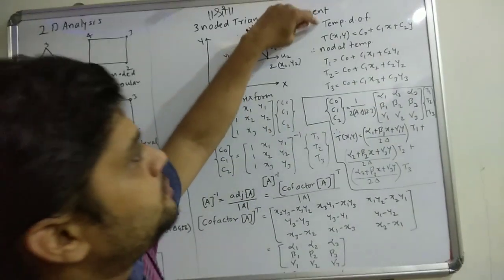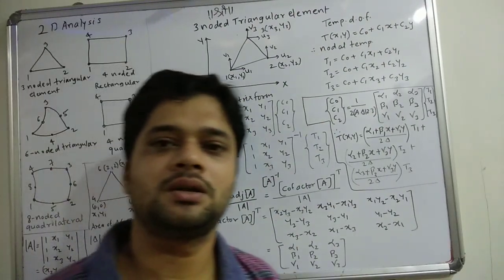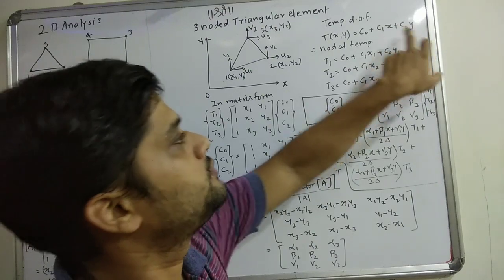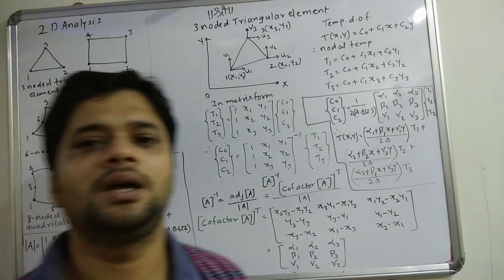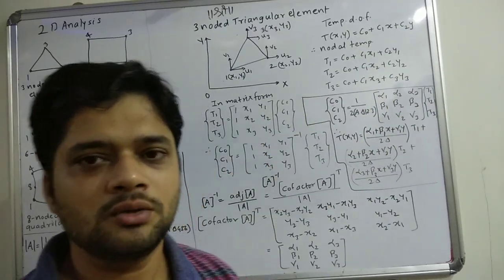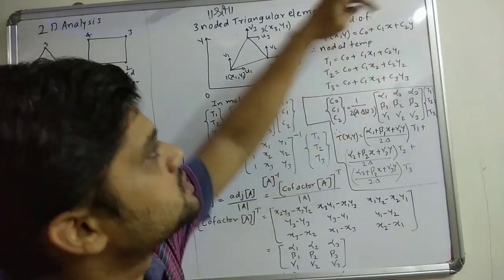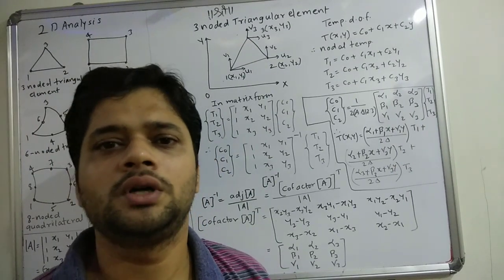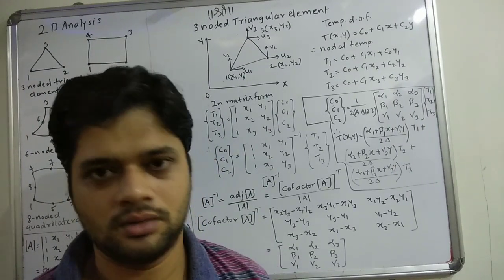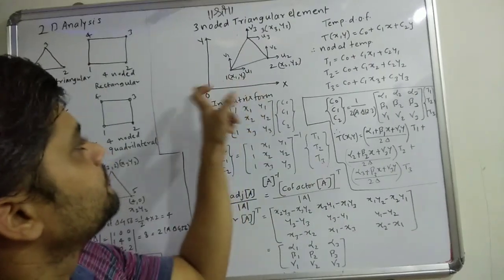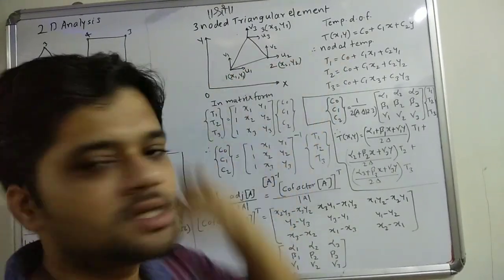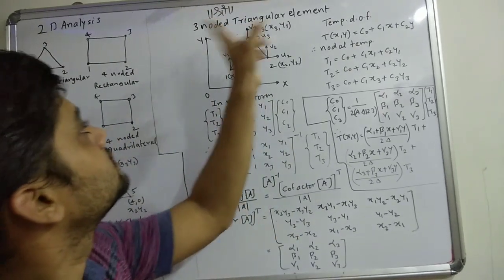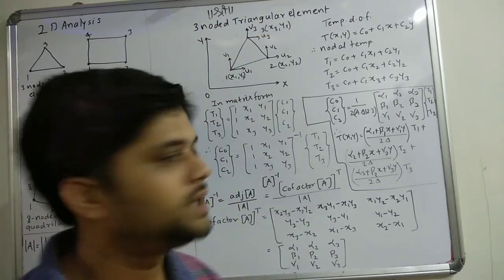So for the temperature degree of freedom, the temperature is a function of x and y. So we can assume an approximate function, which is a linear approximate function: c0 plus c1x plus c2y. Remember, we only want up to linear power. The reason is the nature of the element is linear. It is a linear 3-noded triangular element, you can also call it in that way.